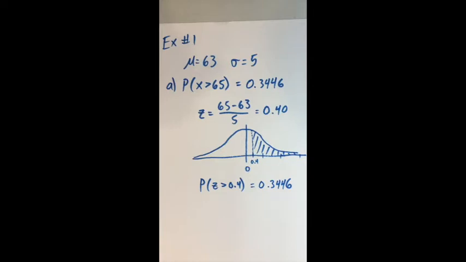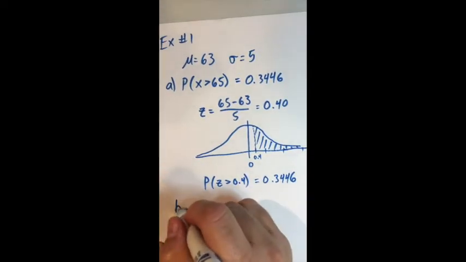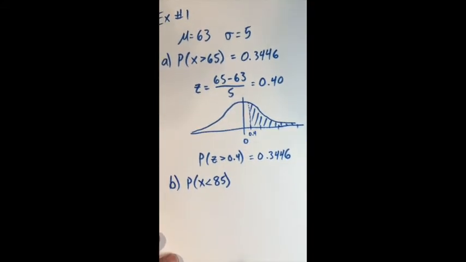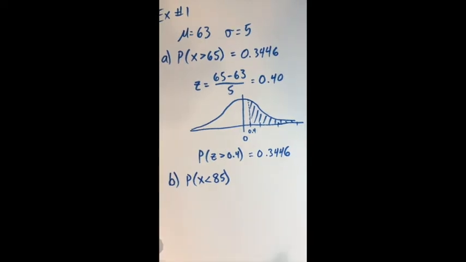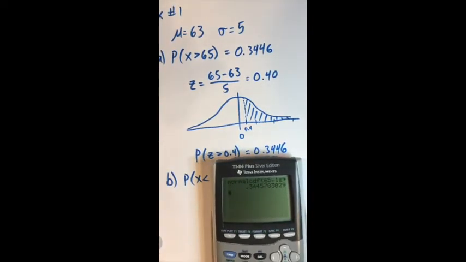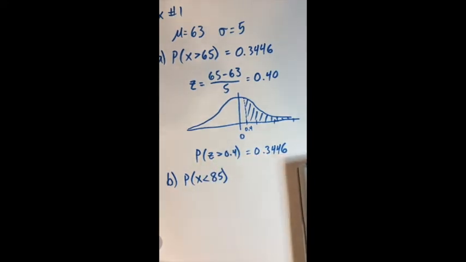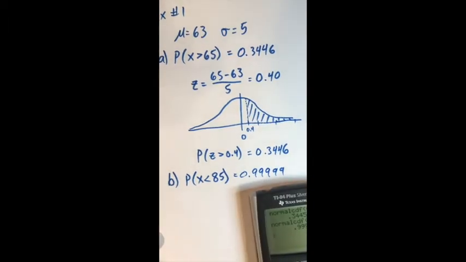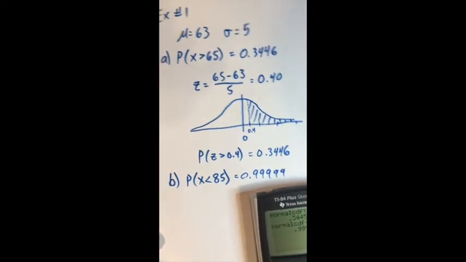Part B is to find the probability that a randomly selected student scored less than 85. A couple ways we could go about this. Again, we can just use the calculator, and this time because it's a less than, we do normal CDF. Our lower will be -1e99. Our upper will be 85. Mu is still 63, sigma is still 5, and we get 0.99999. So a very, very high probability that an individual scored less than 85.